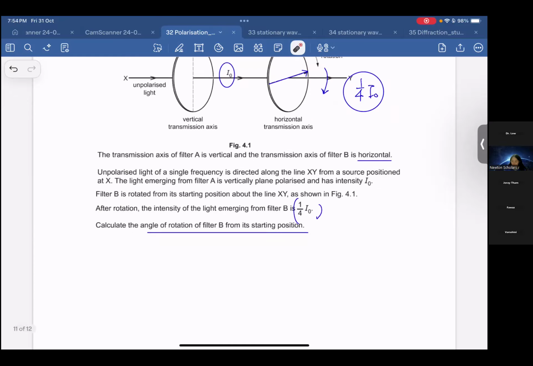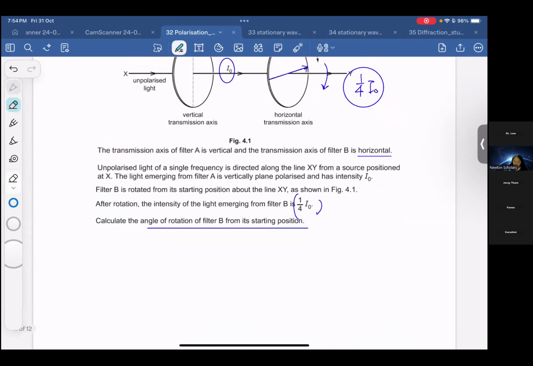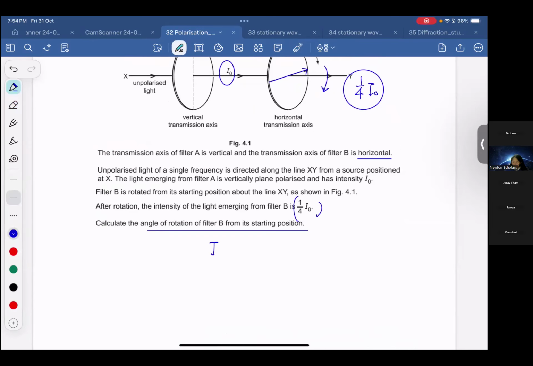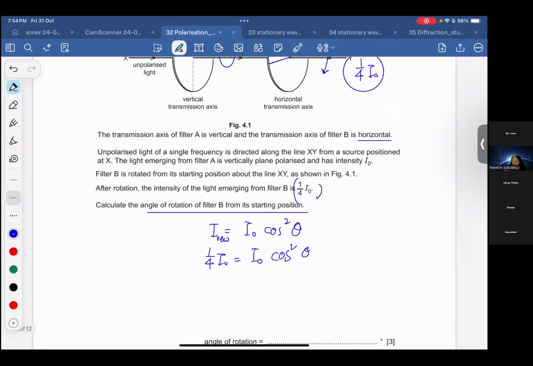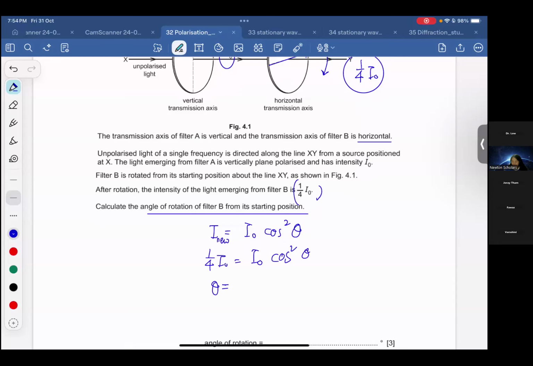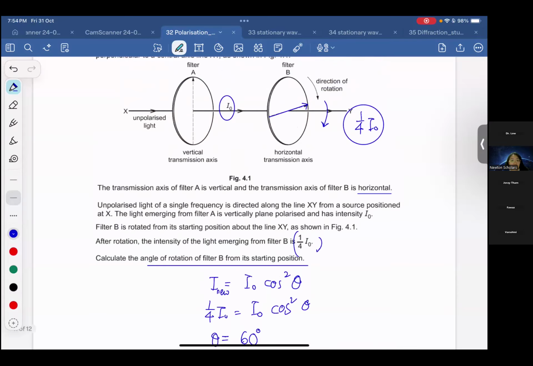Wesley, no, but you are almost there. Okay, here we try I equals I0 cos² theta. Then the new one is 1/4 I0 equals I0 cos² theta. Okay, your data at here, you will get, just now Wesley gave me the answer, 60 degree. If you do calculation, you will get 60. But 60 is not our answer. Okay, 60 is not our answer.